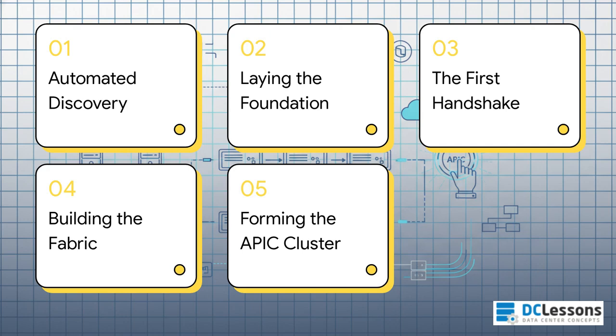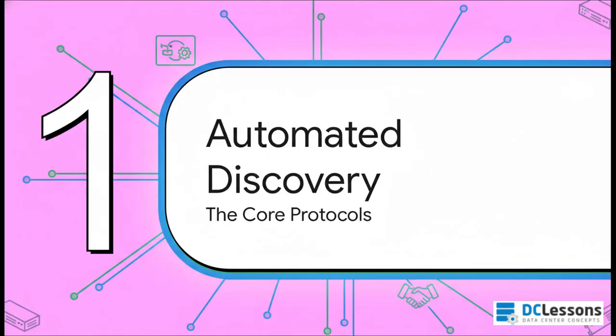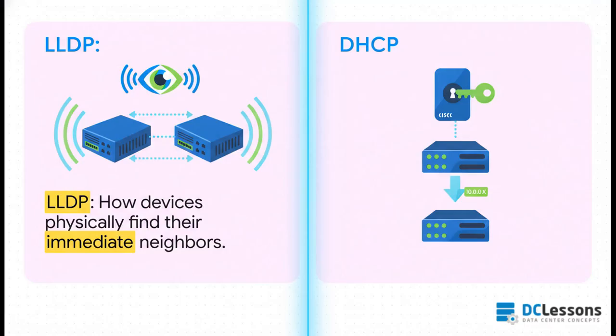Let's get into it. So, what's the secret sauce behind all this automation? Well, it's not actually magic. It's just a really, really clever combination of 2 networking protocols that you probably already know, working perfectly together. And really, it all boils down to these 2.